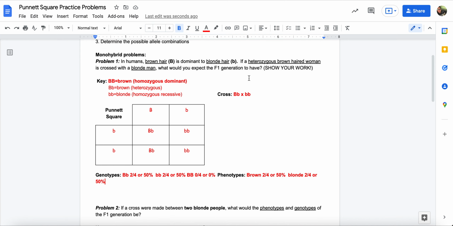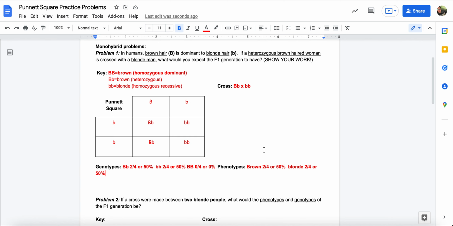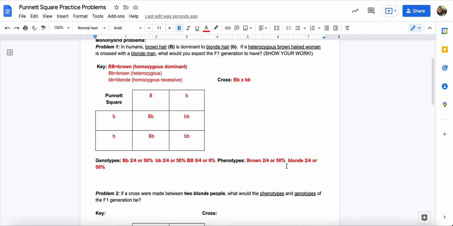What this means is if this man and this woman, right, a heterozygous brown-haired woman crossed with a blonde man, if they have a child, there's a 50% chance that the child will have brown hair, and there's a 50% chance that the child will have blonde hair.